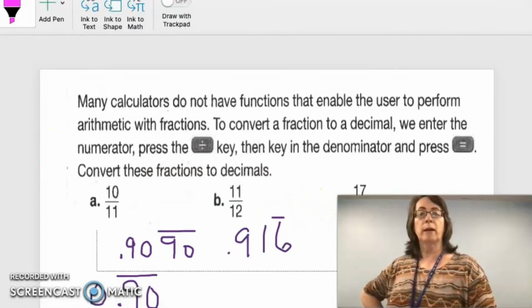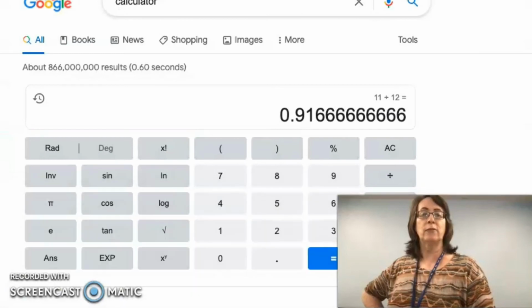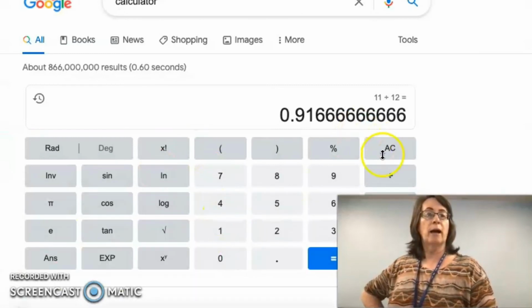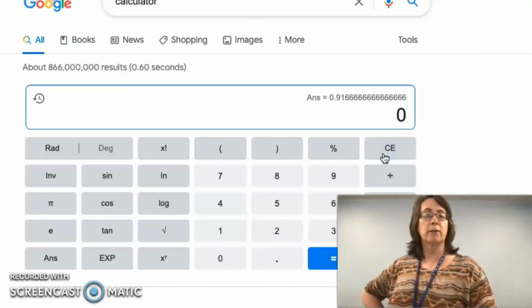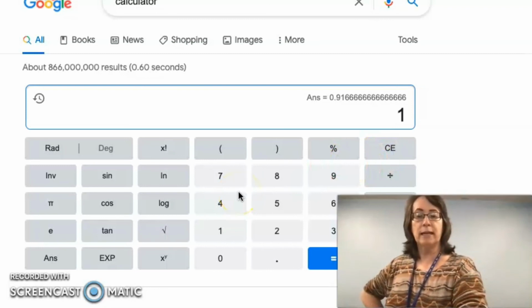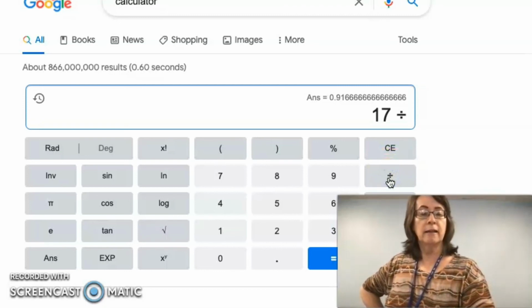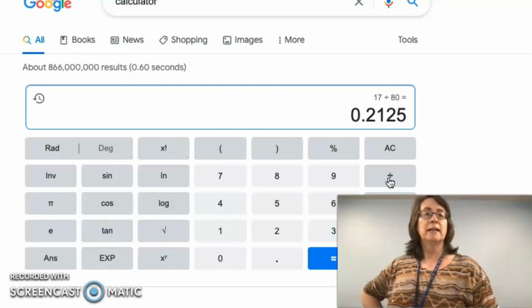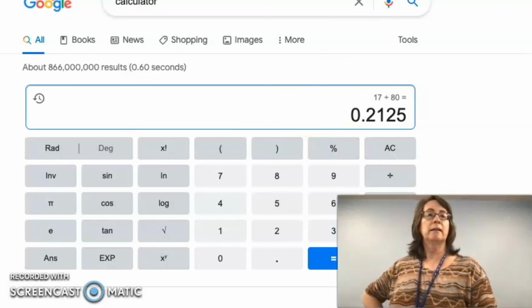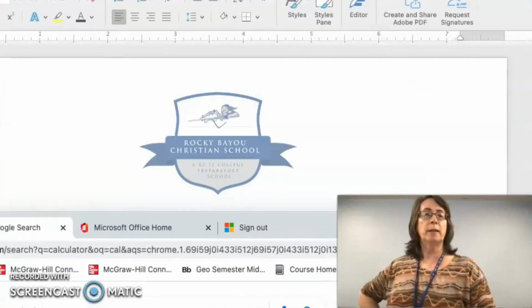Now we're going to do the last one, which is 17 divided by 80. Let's see. So we're going to do 17 divided by 80. What was it? Let's try 80. 17 divided by 80. Nope. It's 0.212. So that is terminating.